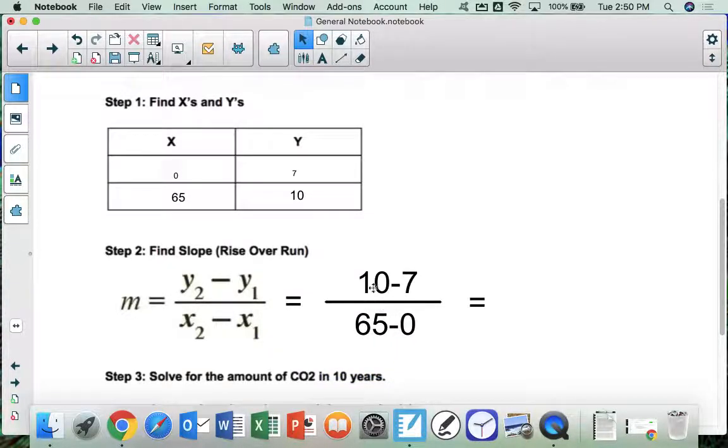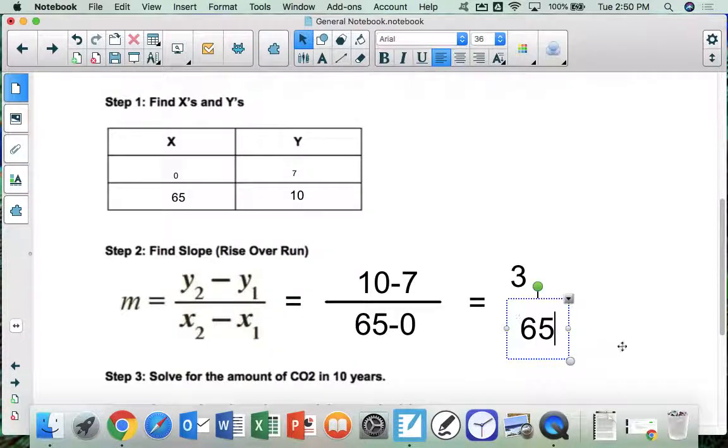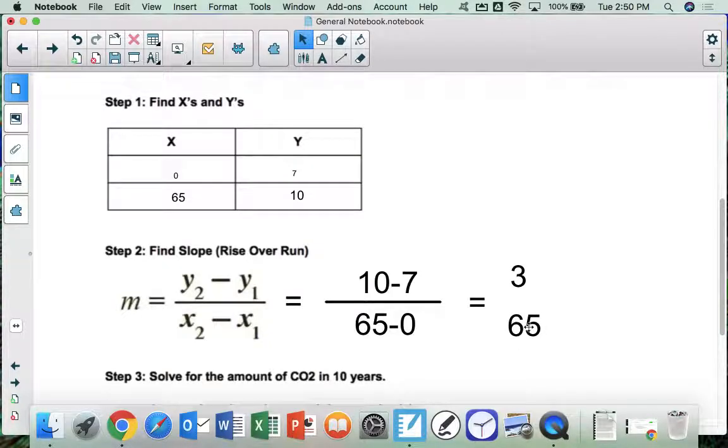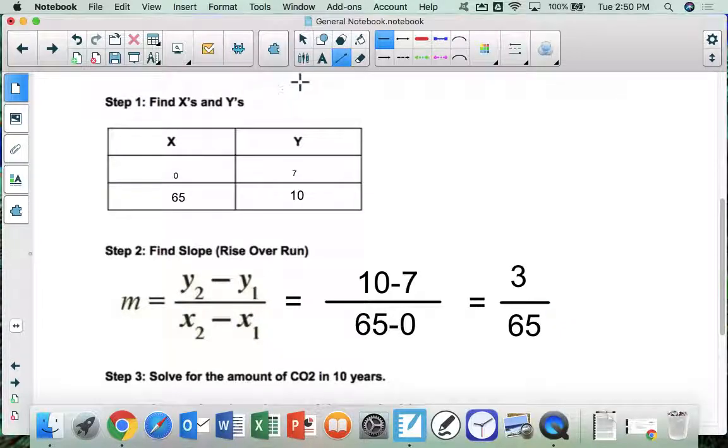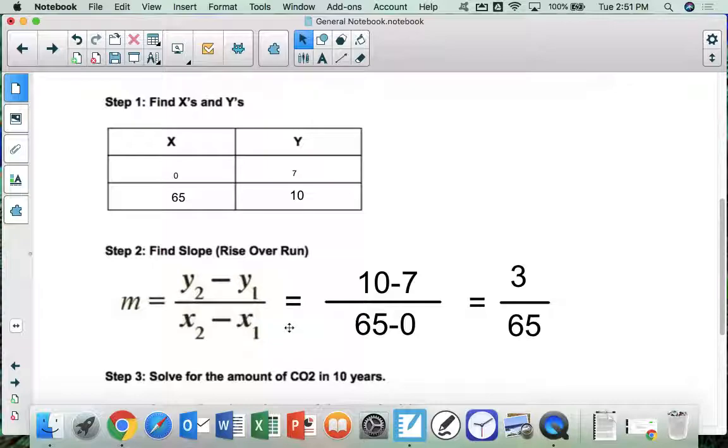So if I solve, 10 minus 7 equals 3, and 65 minus 0 is 65. So my answer for my slope is 3/65. In other words, the amount of carbon dioxide over 65 years has increased at a rate of 3/65 per year. That would be the rise in carbon dioxide, or the slope.